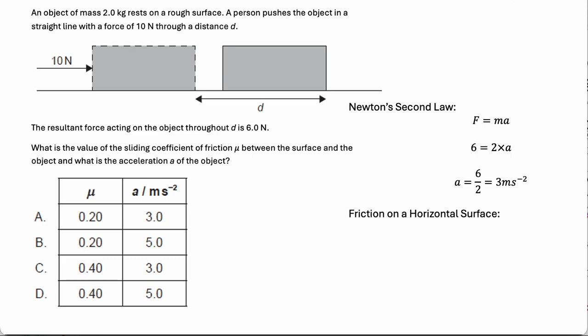Now, we also know that we have friction on a horizontal surface. I'm going to cram this all into one line here. Friction is mu times R. R here, the reaction force, is equal to mg, and so therefore the friction force is simply mu mg.